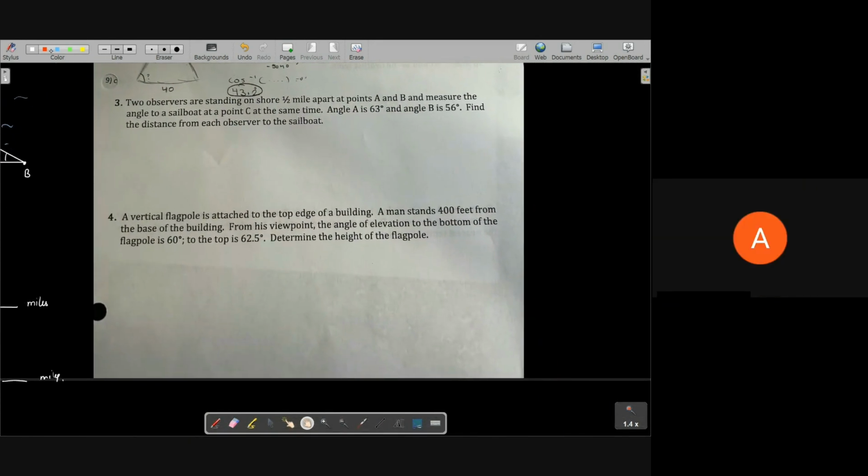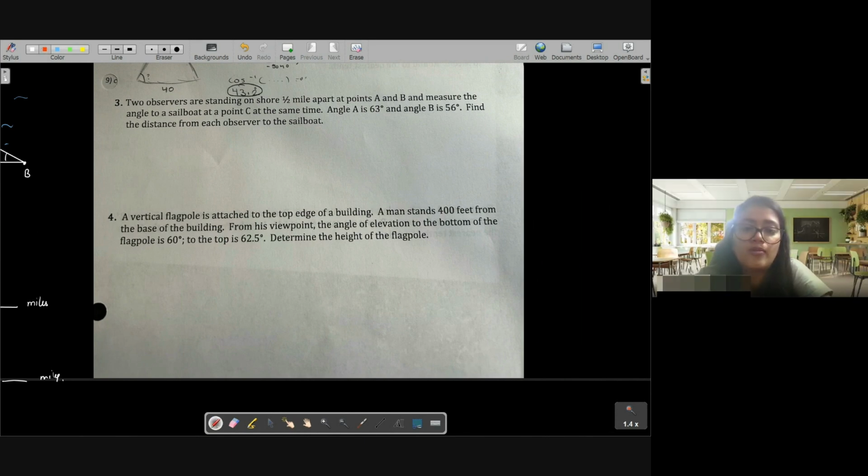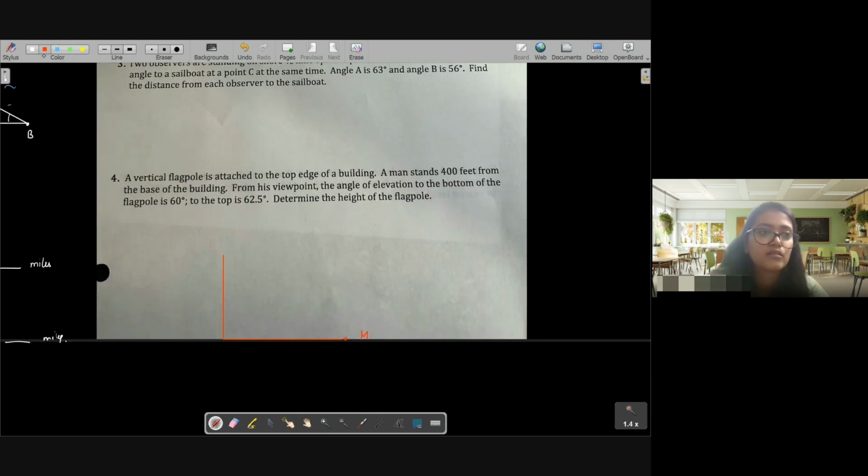Okay, number 4. A vertical flagpole is attached to the top edge of a building. A man stands 400 feet from the base of the building. Let's make a building, and a man is 400 feet from the base of the building. Let's say here is the man, M for man, and this is 400 feet.